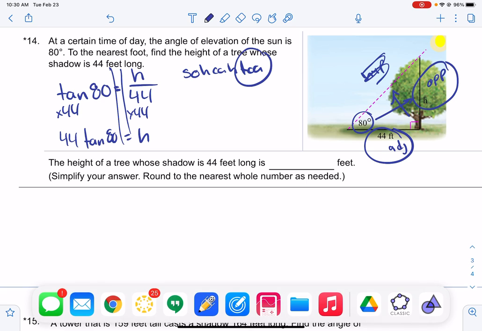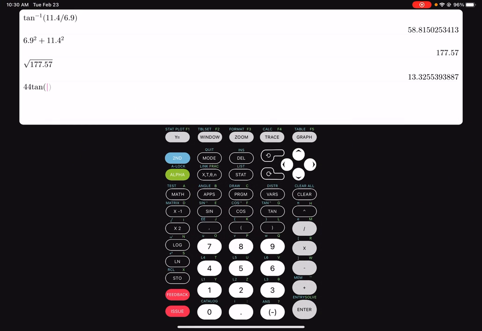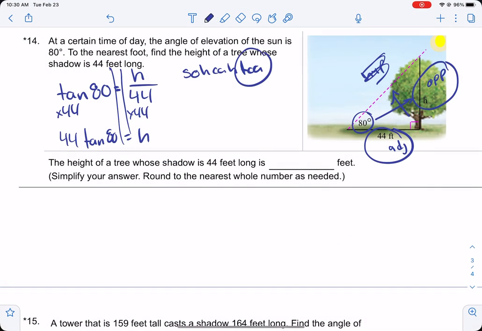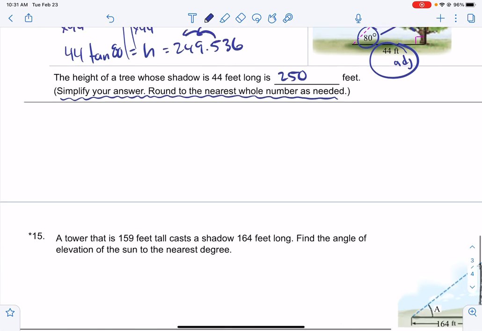And I go to my calculator, 44, tangent of 80 degrees, 249.536. Now, before I type that in, simplify your answer, round to the nearest whole number. So this 5 tells me that that 9 needs to round up, which means that this needs to round up. So 250 feet is how tall that tree is. It's 250 feet tall.